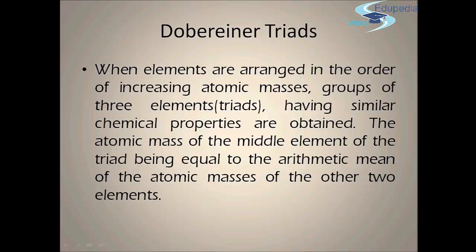So let's start now with the law, which says when elements are arranged in the order of increasing atomic mass, groups of 3 elements, which we call triads, having similar chemical properties are obtained. The atomic mass of the middle element of the triad is equal to the arithmetic mean of the atomic masses of the other 2 elements. This point will become clearer from the examples which I am going to discuss with you.